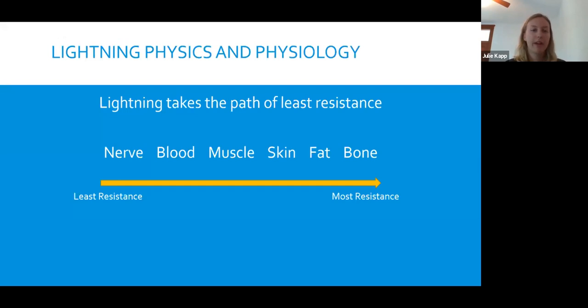Lightning takes a path of least resistance, and within the body, the systems that have the least resistance are the nerves. So that's the path that the lightning strike would take preferentially. Then it just goes in order up this way, and the area in the body with the most resistance would be the bones.